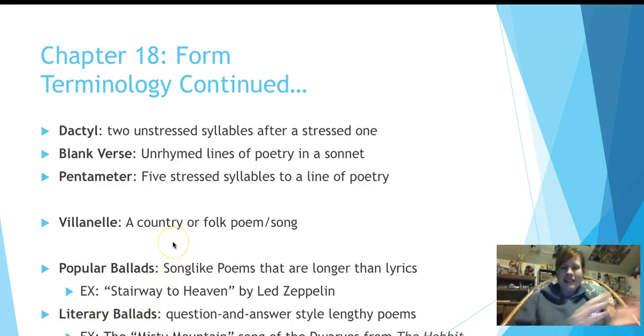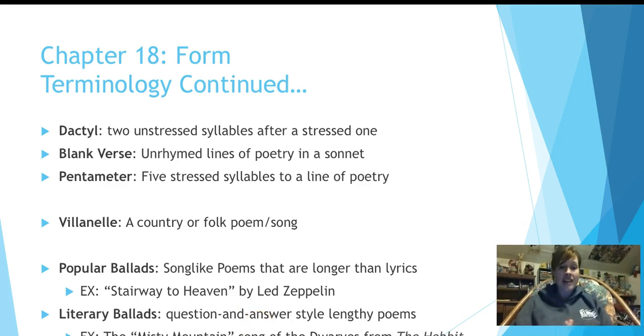A popular ballad is a song-like poem that is longer than a lyric. So most of your songs on the radio are 2 to 3 minutes long. Those are lyrics. They're fairly short poems. A song like Stairway to Heaven by Led Zeppelin that's 9 to 11 minutes in length, that would be a popular ballad. It's a longer song-like poem.